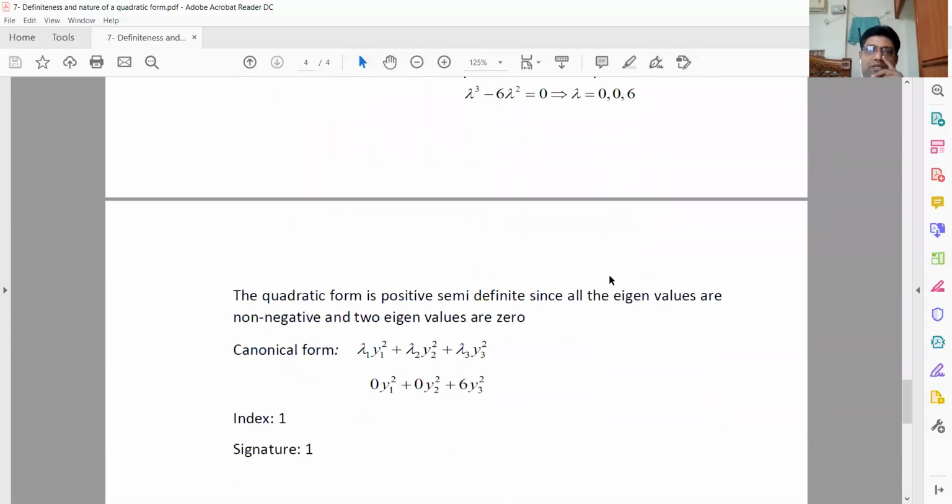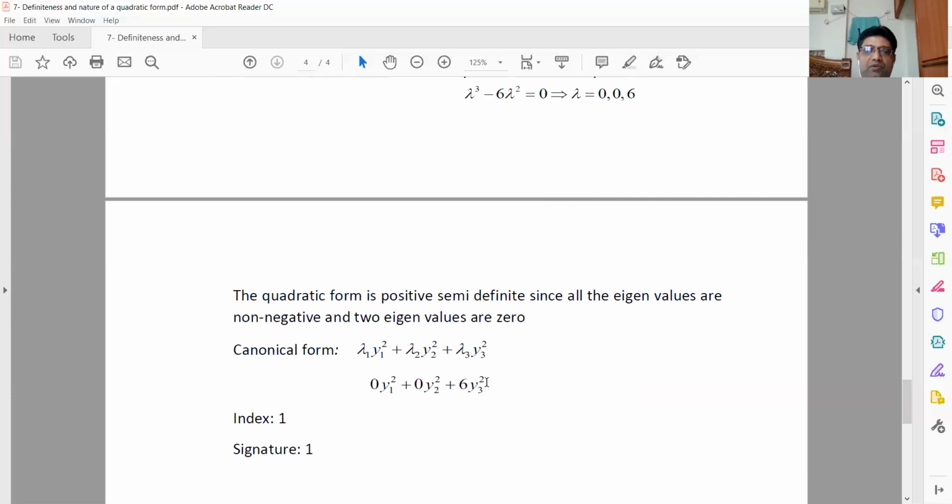So clearly if you see here, one eigenvalue is 0. So two eigenvalues are 0. Therefore, we say that it is positive semi-definite since all the eigenvalues are non-negative and at least one eigenvalue is 0. In this case, there are two eigenvalues which are 0. That's why it is positive semi-definite. So write the canonical form by plugging in the values. So this is the canonical form.